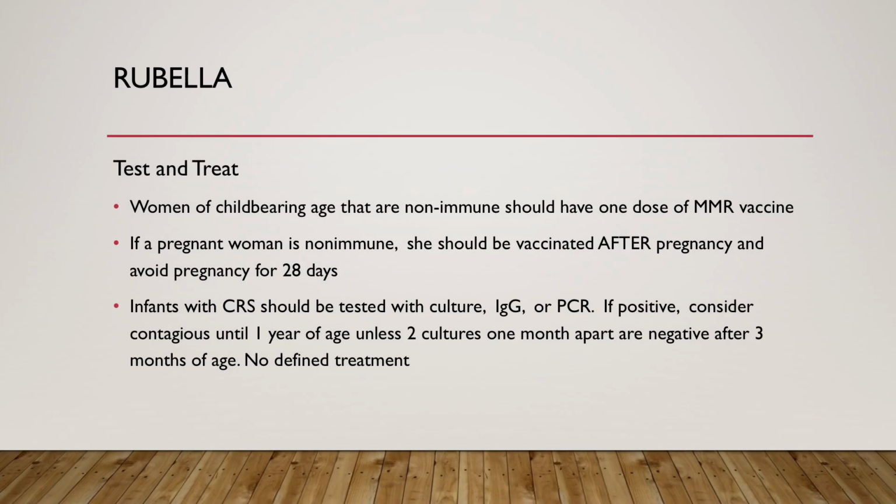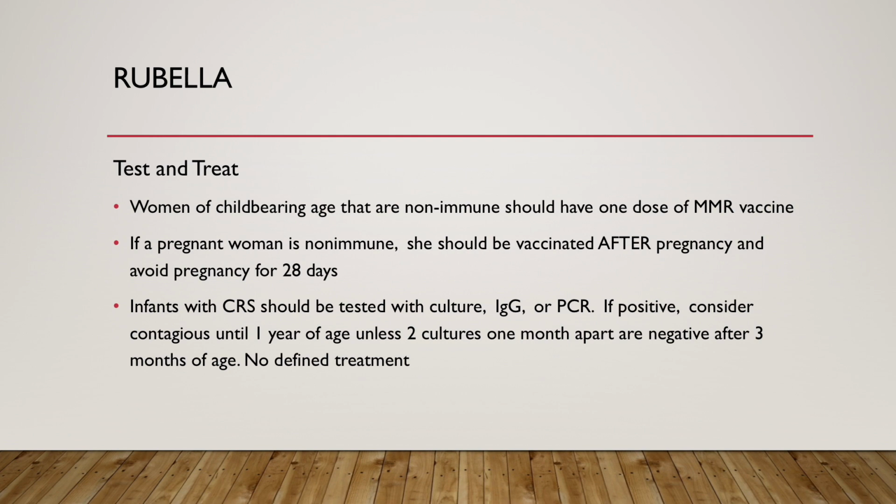To test and treat for rubella, women of childbearing age should be tested to see if they are immune to rubella from previous vaccinations. If not, they should have 1 dose of the live MMR vaccine. If a pregnant woman is found to be non-immune, she should be vaccinated after the pregnancy and avoid pregnancy for 28 days after the vaccination, again, because it is a live vaccine.